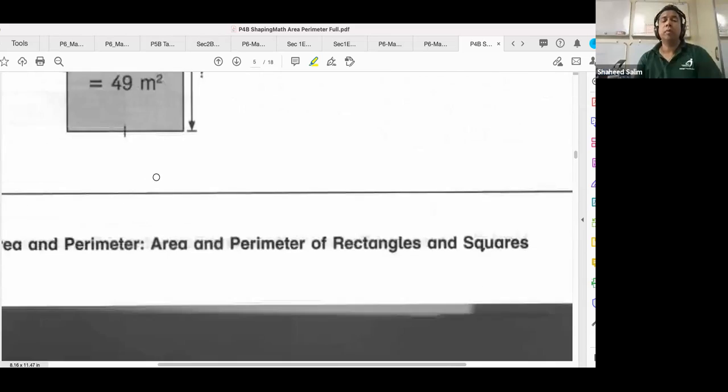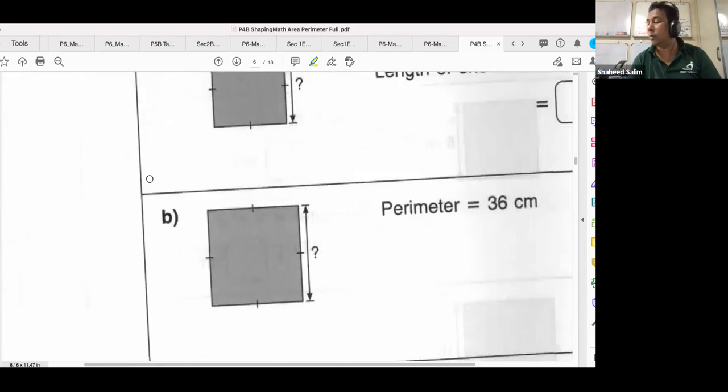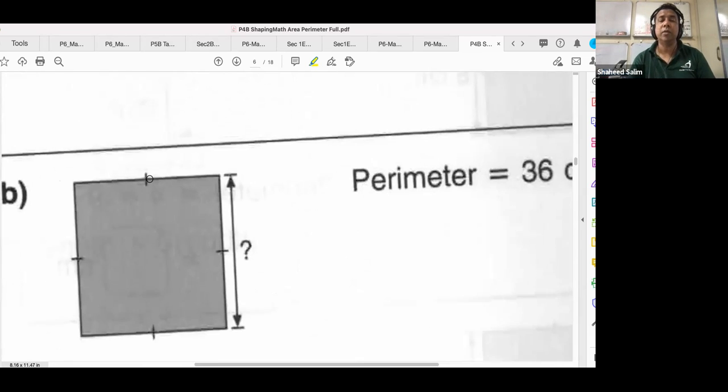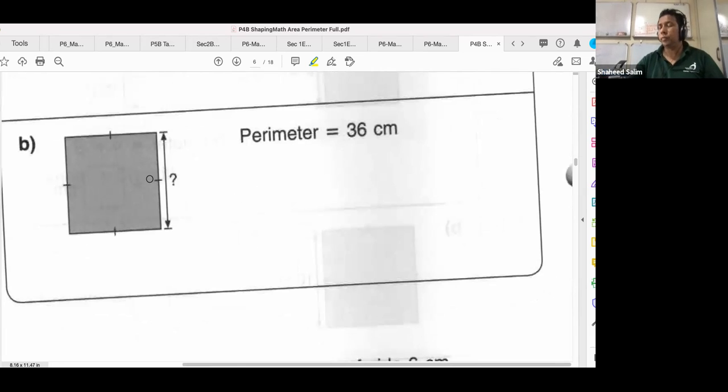I hope you're getting it. Okay, now this is the perimeter of a square. Can you find one side? Perimeter of a square.